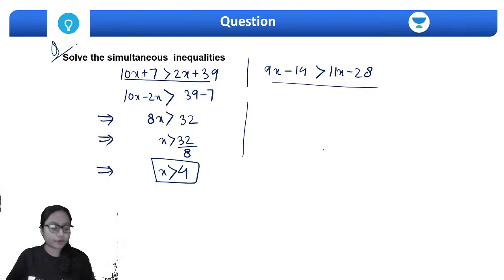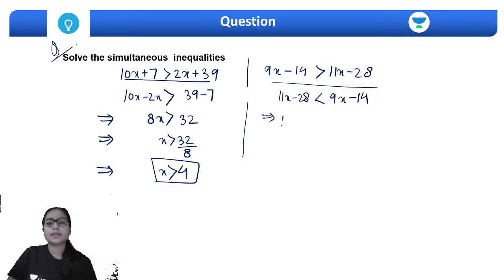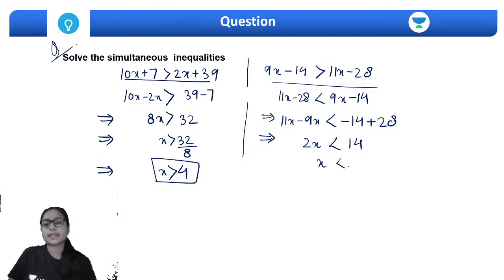Yes, Arav, I need an answer from you as well. Okay, so let us solve this inequality also. I'll bring the terms on the left hand side. So I can write this as 11x minus 28 is less than 9x minus 14. This can be written as 11x minus 9x is less than minus 14 plus 28. Now this will give me 2x is less than 14. Therefore, x is less than 14 by 2. Hence, x is less than 7.